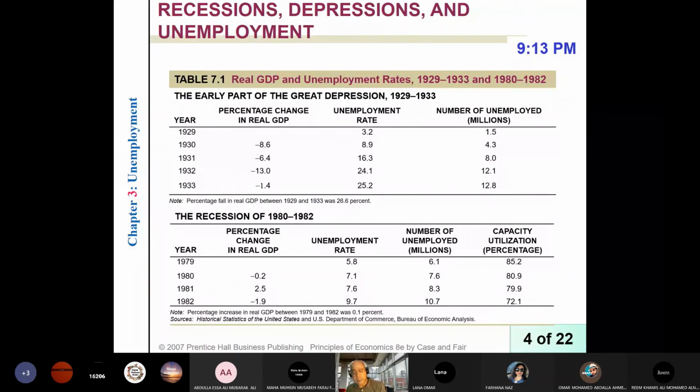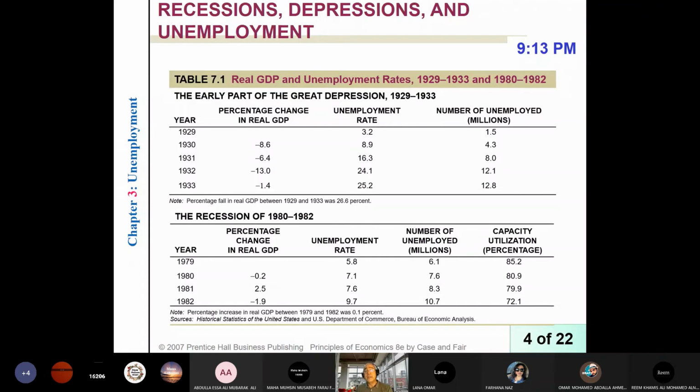Assume Farhana has a machine producing 100 units per hour. During recession, she will not run the machine up to 100 units because there is not enough demand. So she will use the machine at a lower level, such as, let's say, 80% or even 70%.